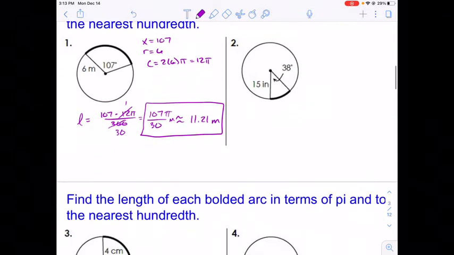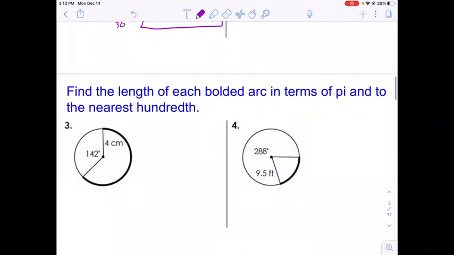All right, let's take a look at the next one here. So now they give us one that has 142 degrees. We have 4 centimeters of radius, so we're going to say our x. Now, we're looking for this dark arc, so that is not going to be it. So we have to do 360 minus the 142 to get our arc. So for how many degrees this is, we're going to subtract, and that's going to give us 218 degrees.